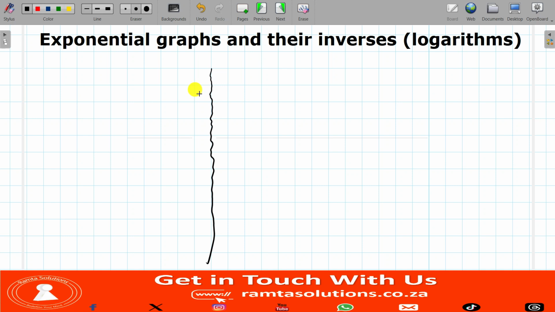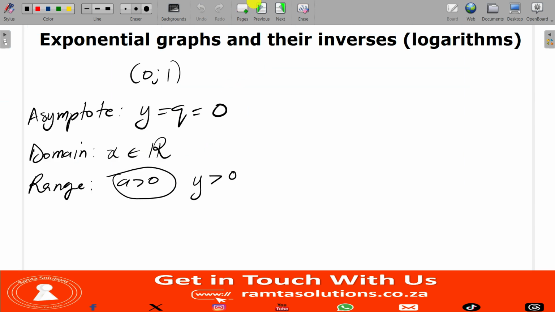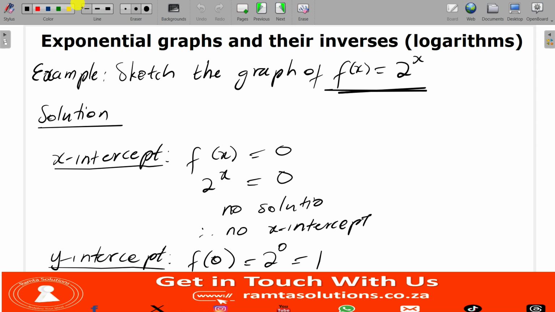So let me see. 3, 2, 1, 0. 1, 2, 3. Moja mbili tatu. Nne mbili taro. And so on. Okay. So our x-intercept, we didn't have it. Our y-intercept, we had 0 and 1. Let me think of another point that we can think of.